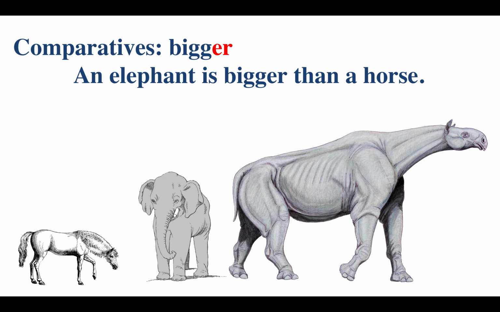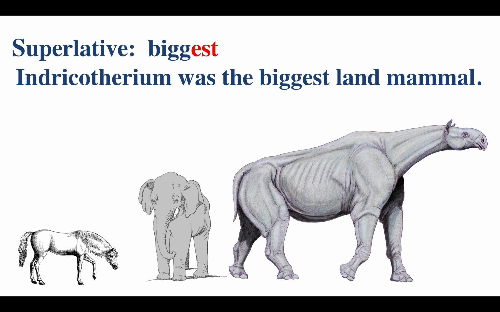Then we have superlatives, and the superlative adjective, biggest. And superlative adjectives describe how a person or a thing is different from all others. For example, the Indriocotherium was the biggest land mammal. It was much larger than an elephant and a horse. That is, the Indriocotherium was the biggest land mammal.